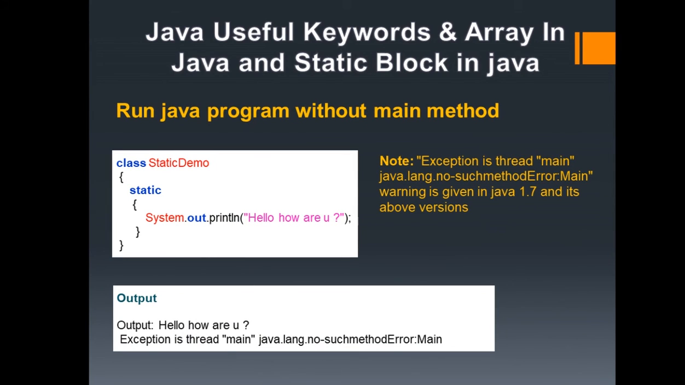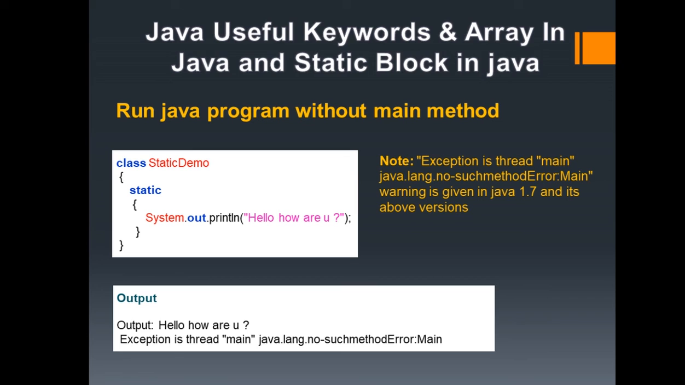Run a Java program without a main method. Is it possible? Yes, it is possible. Class StaticDemo, then static block, and then System.out.println("Hello, how are you?"). So the output would be: Hello, how are you?